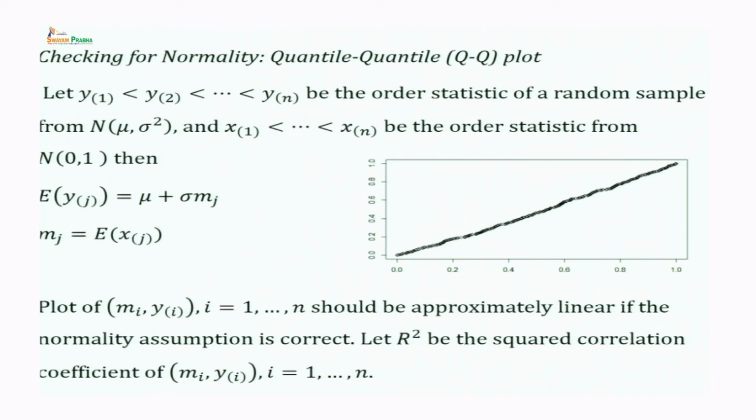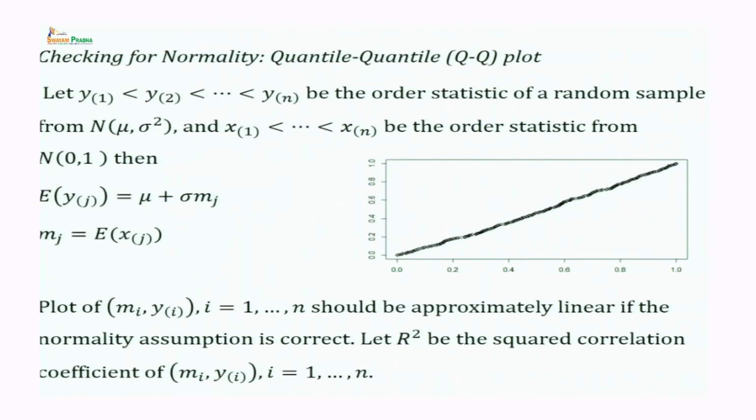Now, we consider the QQ plot for checking the normality. So, suppose we arrange all the time series observations in increasing order. So, this is the order statistic of a random sample from normal mu sigma square, and suppose x 1, x 2, x n is the order statistic from normal 0 1.